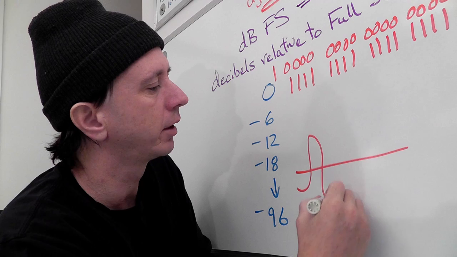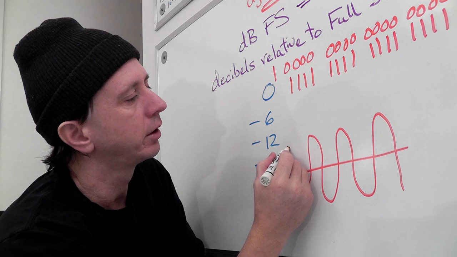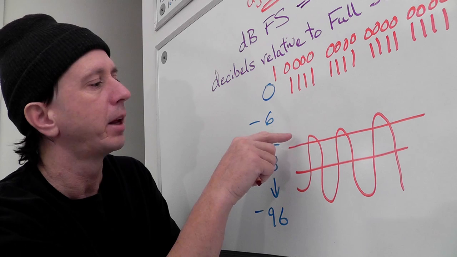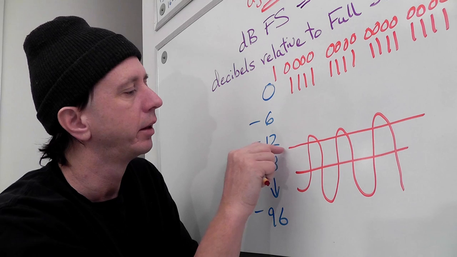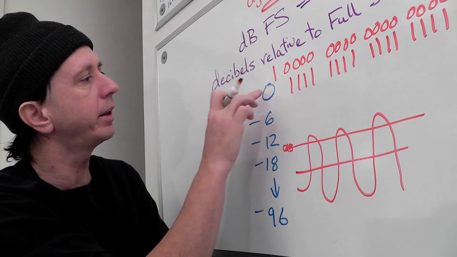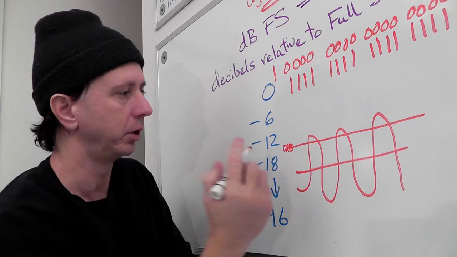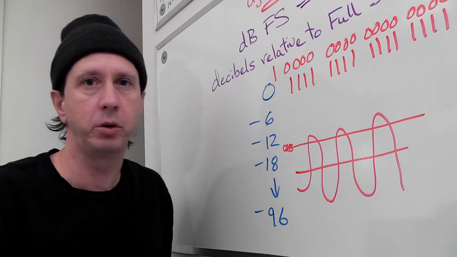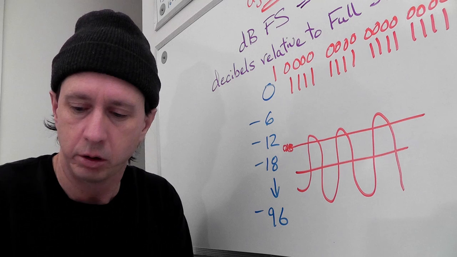Okay, if your zero level is at this, then what's happening? You can't have a sample value higher than this. Because remember, if this is your zero decibel line, then this zero means the highest possible number available. You can't have a higher number than the highest possible number. Computer doesn't like it.